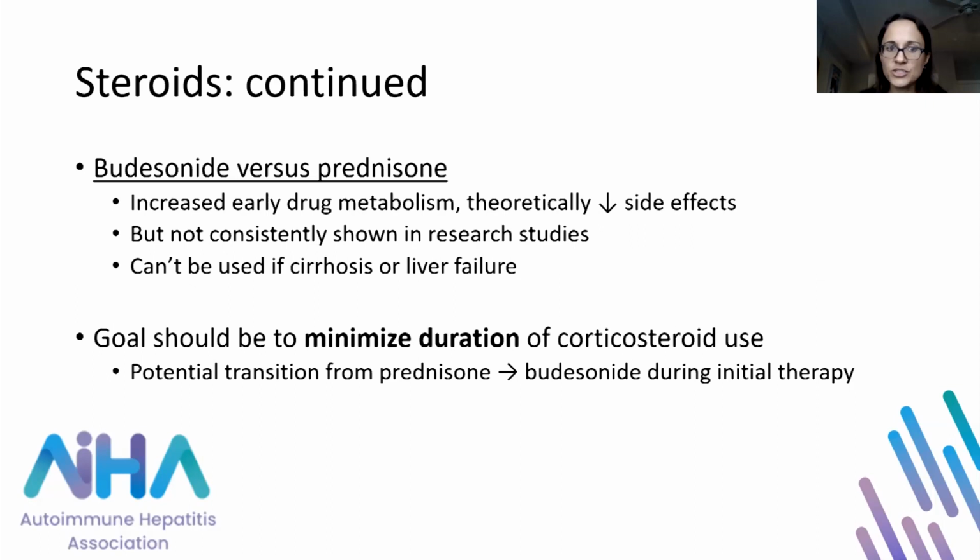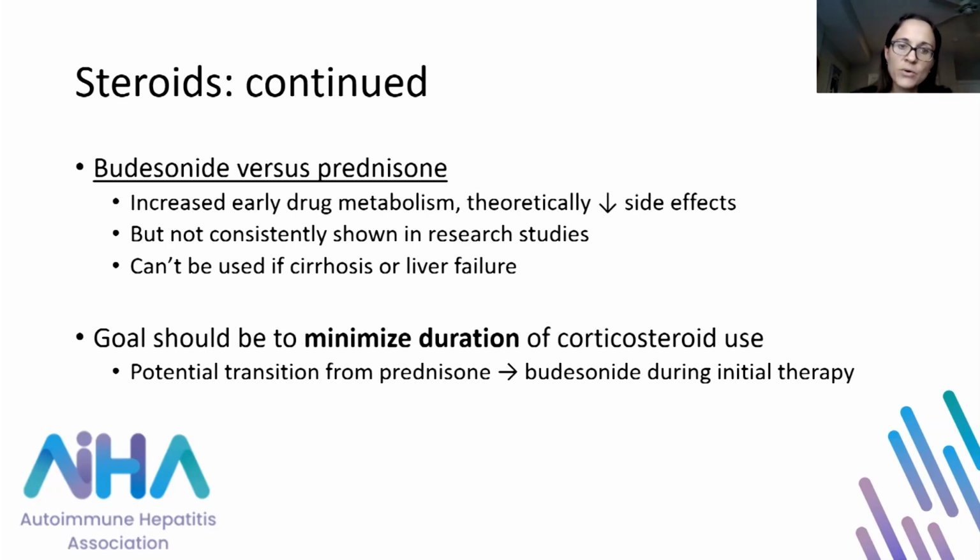So what about this distinction of budesonide versus prednisone? Budesonide is a steroid, and what happens is that there is increased early drug metabolism, and so theoretically, this leads to less side effects. When you ingest budesonide, most of it is absorbed and sent right to the liver, where it has its effect for the autoimmune hepatitis, and then is quickly metabolized there. So less of it goes to the bloodstream to then cause all these other side effects from steroids.